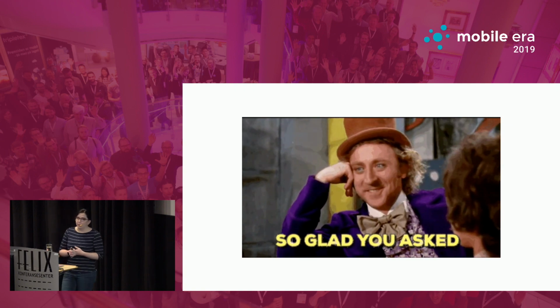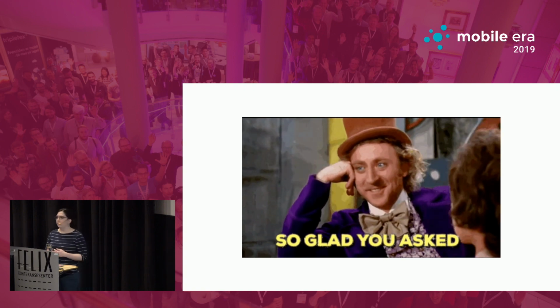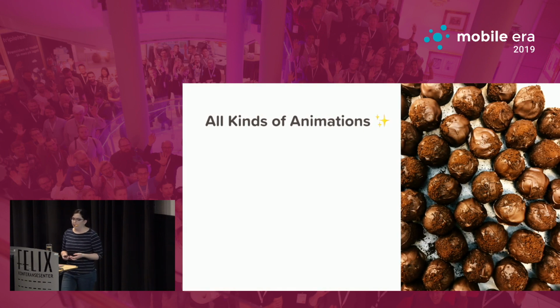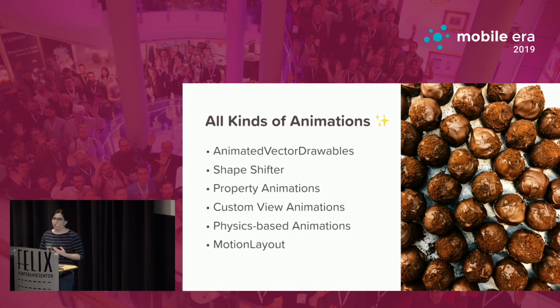Because on Android, there is probably about 10 different ways to animate different things in your app. So the kinds of animations that we're going to be looking at today include animated vector drawables, using Shapeshifter, looking at property animations, looking at custom view animations, and physics-based animations, and then a brief look at MotionLayout as well. So like I said, not the only ways to animate things in Android, but you can at least get an idea of how to use these different kinds today.